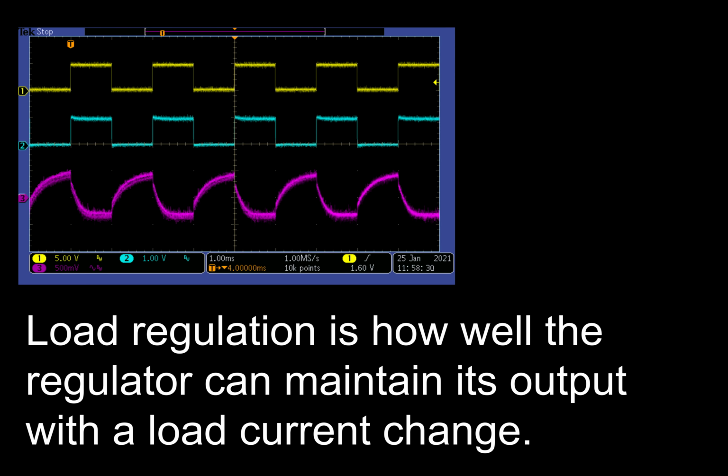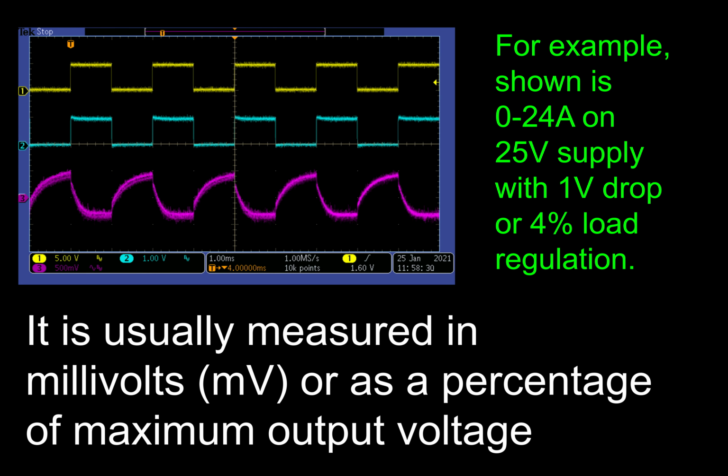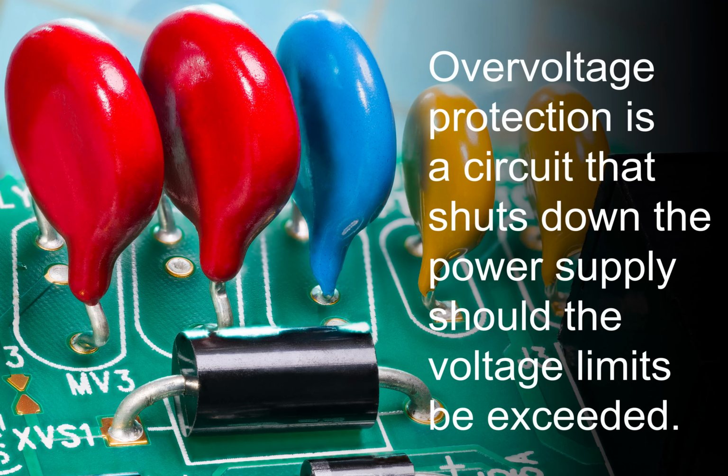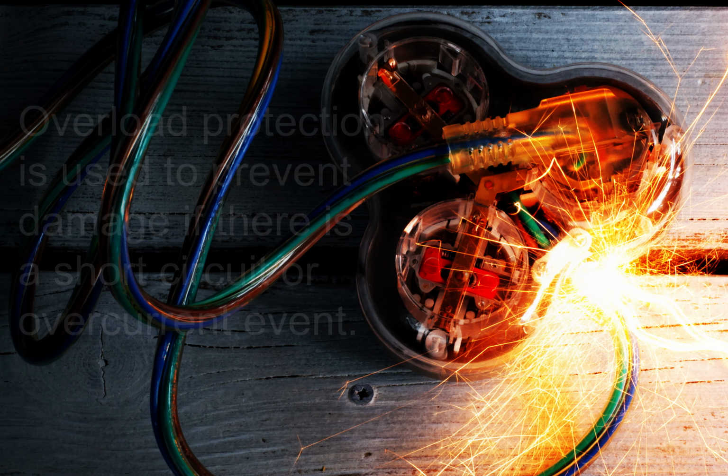Load regulation is how well the regulator can maintain its output with a load current change, and usually is measured in millivolts or as a percentage of maximum output voltage. Sometimes output voltages can exceed their nominal values and can damage the load. Overvoltage protection is a circuit that shuts down the power supply should the voltage limits be exceeded. Overload protection is a safety measure used to prevent damage in the event of a short circuit or overcurrent event.